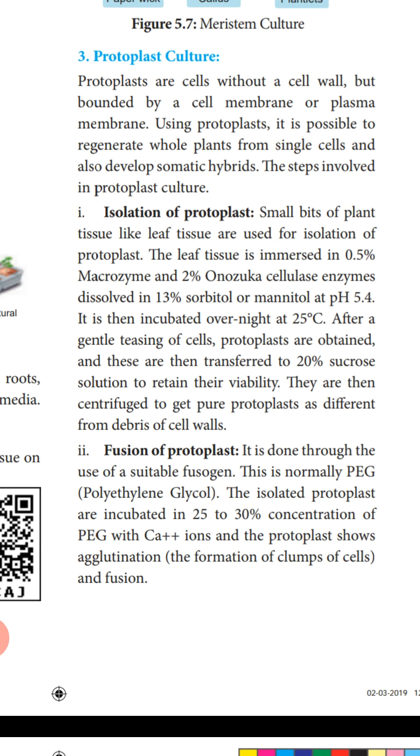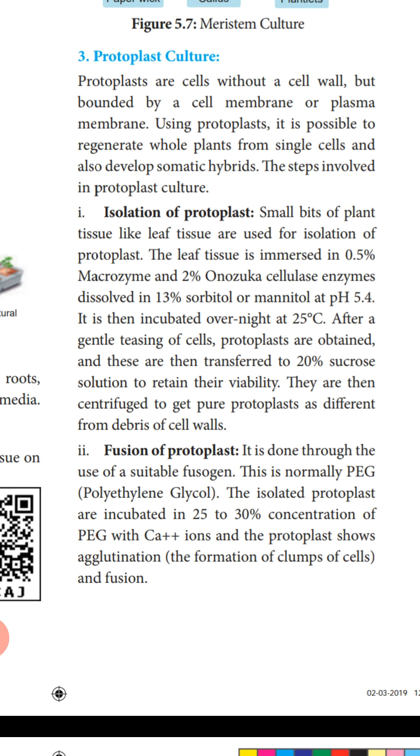Now, after immersing the plant tissue in this enzyme mixture overnight, next we tease it, we scratch it gently. So here the protoplasts are obtained, and these are then transferred to a 20 percent sucrose solution to retain their viability. So the isolated protoplasts are kept in a viable, healthy condition in a 20 percent sucrose solution. They are then centrifuged to get pure protoplasts as different from debris or cell walls.